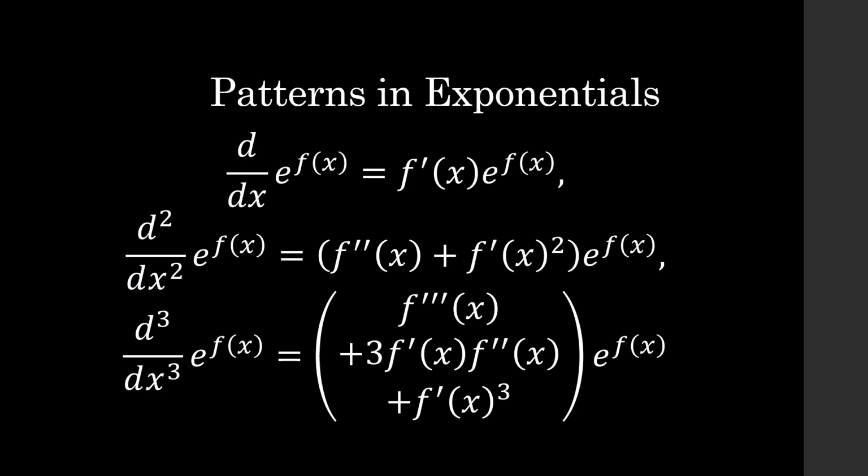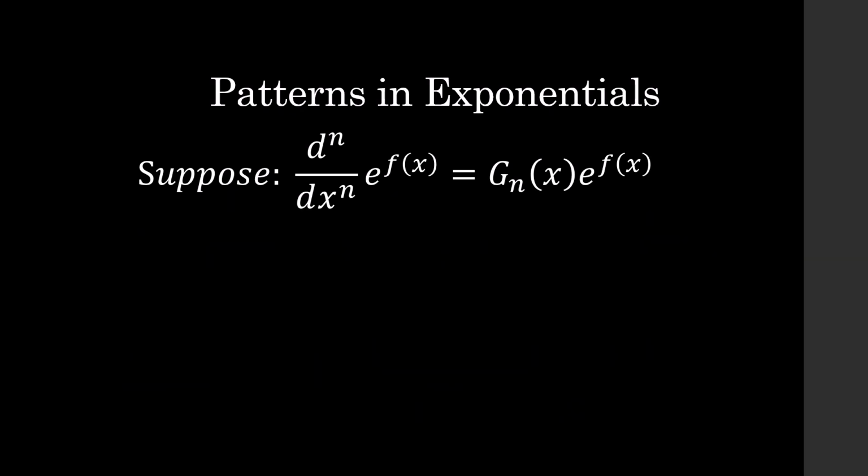Now, none of these look too nice as it's going down the list, but you can notice the pattern that there is going to be an exponential function multiplied by some other polynomial function. And so let's just suppose that we have that form. Let's say the nth differential of e to the f of x is going to be some polynomial, call it g_n of x, times the exponential.